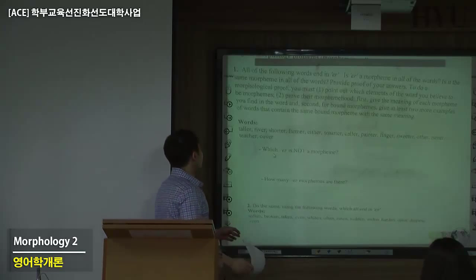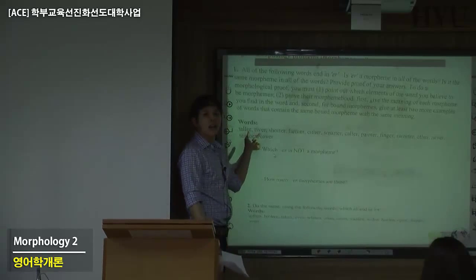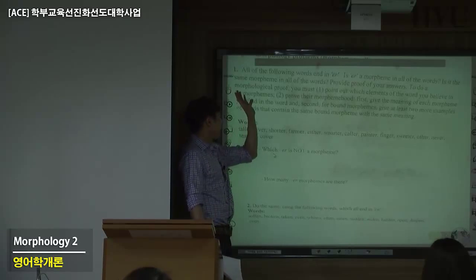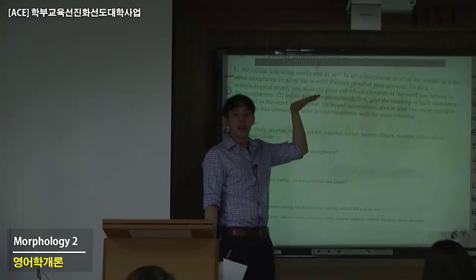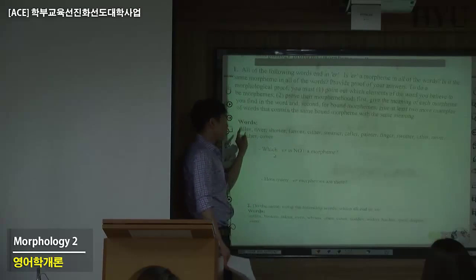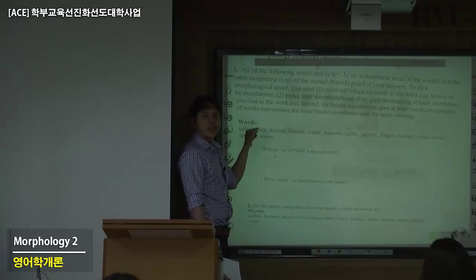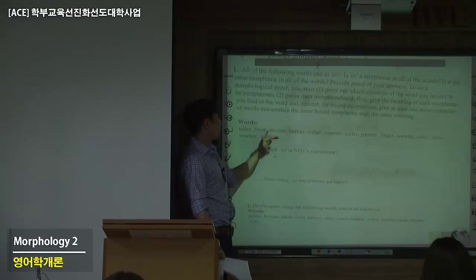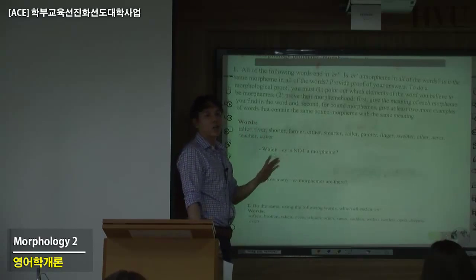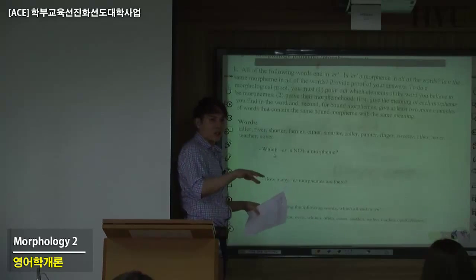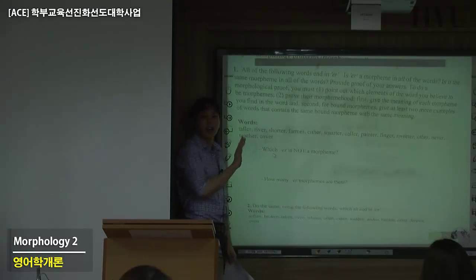Okay, so taller, is the ER morpheme there? Yes, right, because it means a higher degree of the adjective. So yes, this one is the morpheme ER. River, is ER a morpheme? No, because we have the word rive, but it means to break apart. It doesn't have the meaning of river as the current, right? So ER here is not a morpheme.